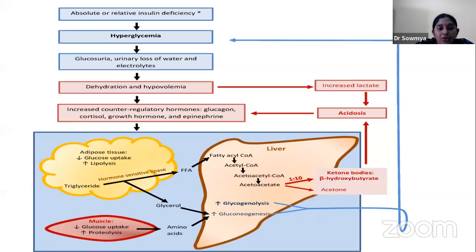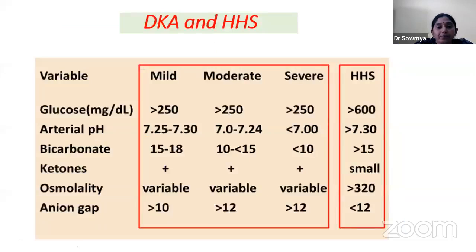In adipose tissue, there is increased lipolysis. In the muscle, there is a decrease in glucose uptake and an increase in protein lysis, muscle lysis. And in the liver, what is happening? There is a switch over to fatty acid metabolism. So here acetate is synthesized into ketone bodies like beta-hydroxybutyrate and acetone. This is contributing to the ketosis part. This is also contributing to acidosis. Both lactate as well as ketones are contributing to the acidosis. So this is the pathophysiology.